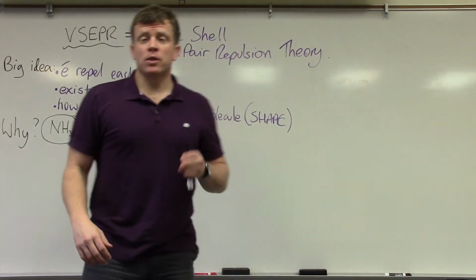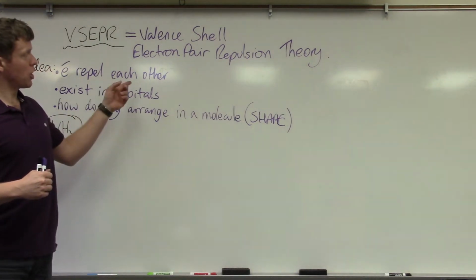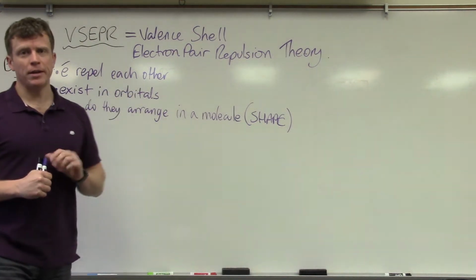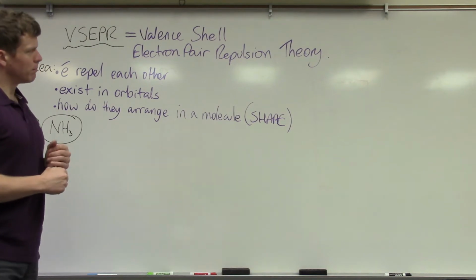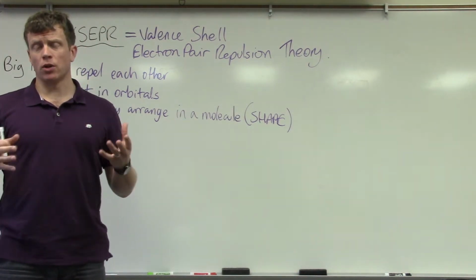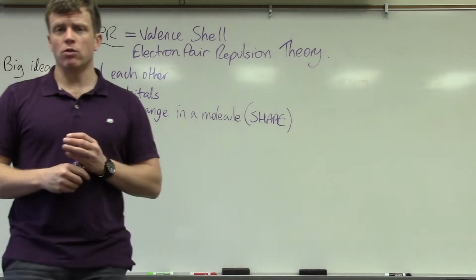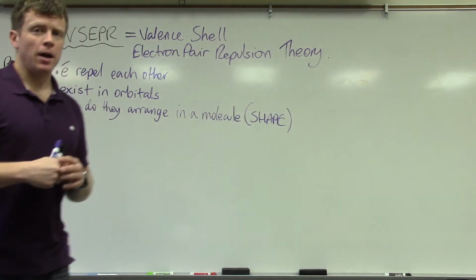So in this video I'm going to talk to you about VSEPR theory, or valence shell electron pair repulsion theory. The big idea of this theory helps us understand why we draw certain molecules in certain shapes rather than just any old shape, and we'll use a couple of examples to go through that.